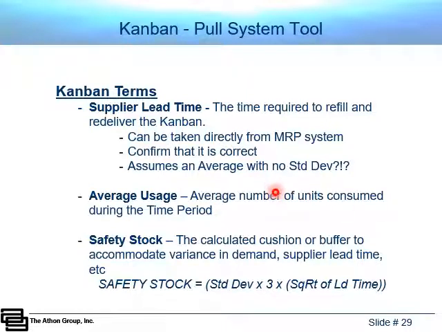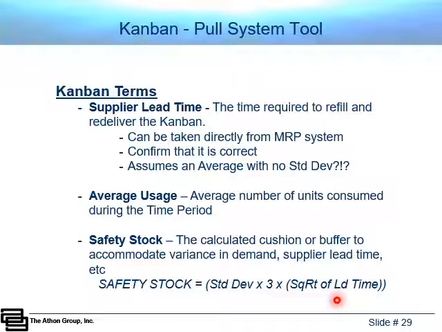The average usage is just the average number of units consumed during some time period, per day, per week, per month. Safety stock then is a calculated cushion to help buffer. It's a buffer to help accommodate variation in demand or supplier lead time or quality or whatever the case is. Typically, safety stock is your standard deviation times 3 times the square root of the lead time. And what that does is it calculates a specific amount. Now, if you use your inventory out of the Kanban at the given rate of units per day, units per week without a safety stock, and everything is perfectly maintained at a very consistent demand rate, then you won't run out of material either.